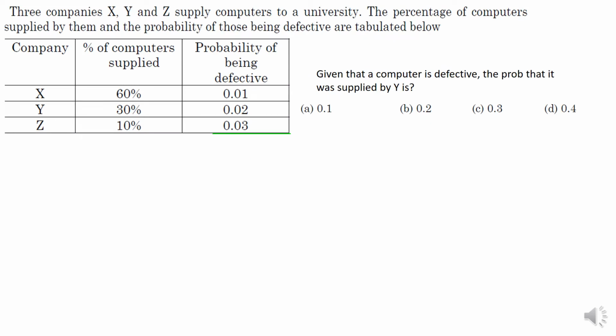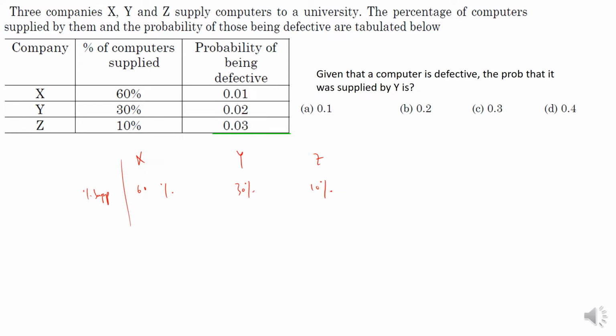Now question number 3. This is very simple, we just have to understand. See, 3 companies X, Y, Z supply computers to a university. Okay, there are 3 companies. The same table I am writing in another way. Okay, I have X, I have Y, I have Z. This is percentage supplied. X supplied 60, Y supplied 30, these are all percentages. Okay, and Z supplied 10%.